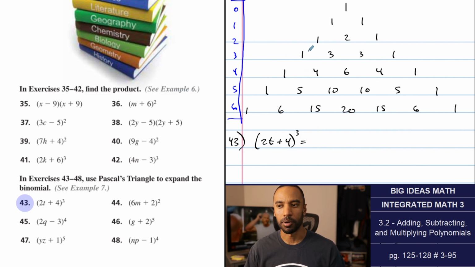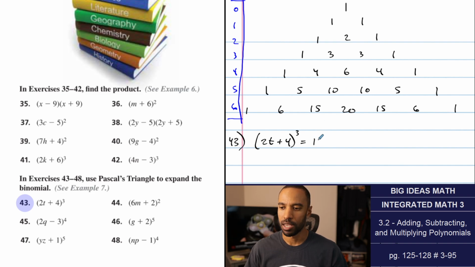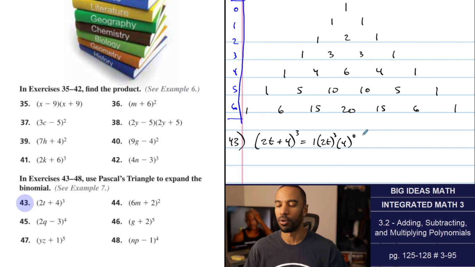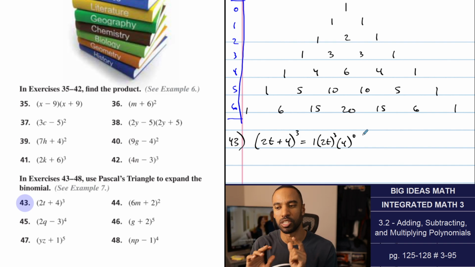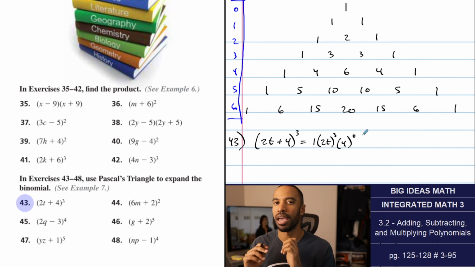The first term, I'm going to write it with this in mind. The first term is 1 times 2t gets raised to the 3rd power, and 4 gets raised to the 0 power. Remember, we just came off of this, but I'm going to expand it in the way that hopefully makes best sense and how you can do it each time and not ever miss anything.